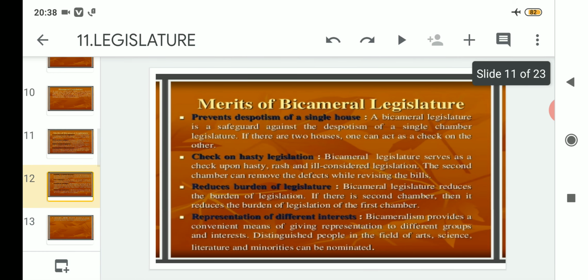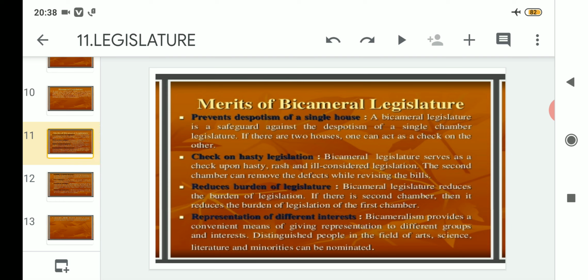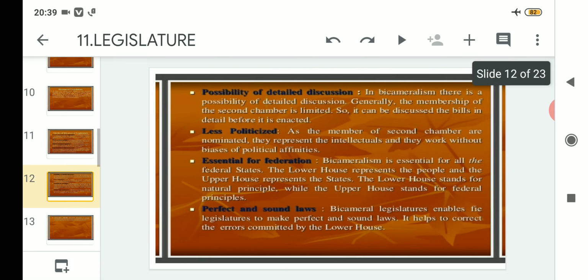Clear? So today we have read about all the 9 advantages of bicameral legislature, in which point number 1 was it prevents despotism of a single house. After that, number 2 was it puts a check on hasty legislation. Number 3 was bicameral legislature reduces the burden of legislature, that means the workload is distributed evenly. After that, it has representation of different interests, that means different sections of the society are there. Point number 5 was there is a possibility of detailed discussion, as there are 2 houses, so any law that is to be framed should be passed by both the houses.